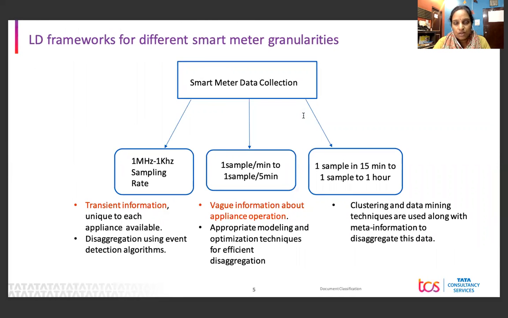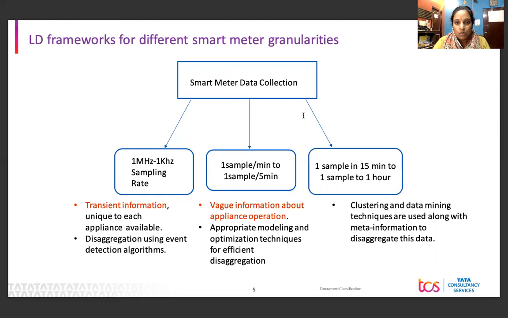Load disaggregation frameworks are different for different smart meter granularities. Smart meter data is collected at high sample rates, that is 1 megahertz to 1 kilohertz, at low sample rates, that is 1 sample in a minute to 1 sample in 5 minutes, and at very low sampling rates, that is 1 sample in 15 minutes to 1 sample in 1 hour.